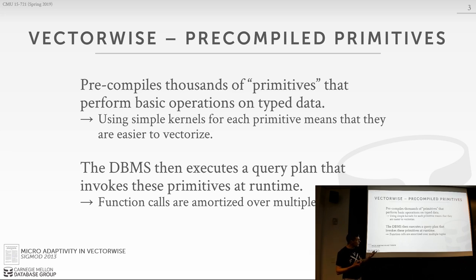Then at runtime, the database system figures out, here's what my query plan looks like, here are the primitives I have, and stitches together these pre-compiled primitives into the full query plan itself. You may be thinking, now you're making a bunch of function calls, isn't that going to be expensive? But it's called VectorWise because they operate on vectors of tuples, so the function calls are amortized over a batch of tuples. If you did it on a per-tuple basis, this approach would be terrible, and they avoid that by doing this in vector batches.